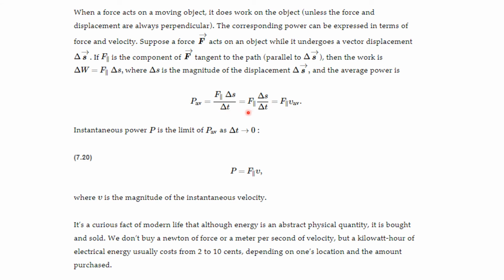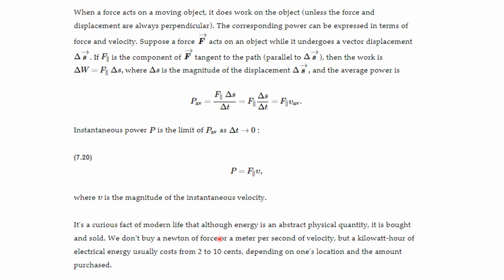But if I look at it, there's the force parallel, but this delta S over delta T is known to be the average velocity. So you see another equation for power: the average power is equal to the force parallel times the average velocity. And in fact, if we did this instantaneously with calculus, we would have this equation.